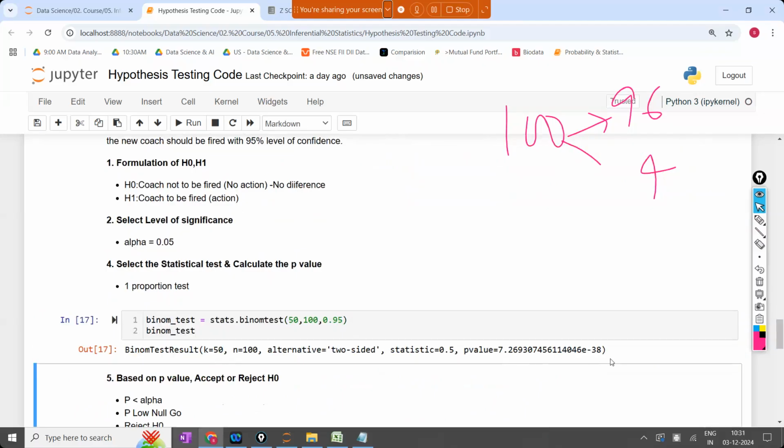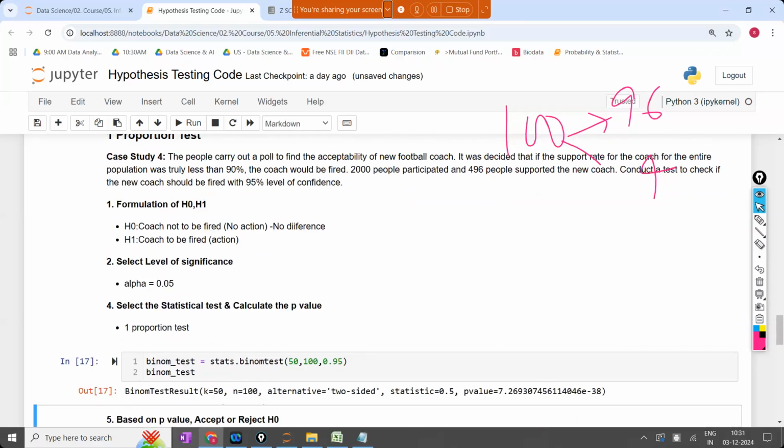0.726 into 10 to the power of minus 38, which means 0.000000. It is less than alpha. Now, what is the meaning of this? Reject the null hypothesis. Coach should be fired because his requirement is that 95% of the people should be satisfied. But only 50% of the people are satisfied.